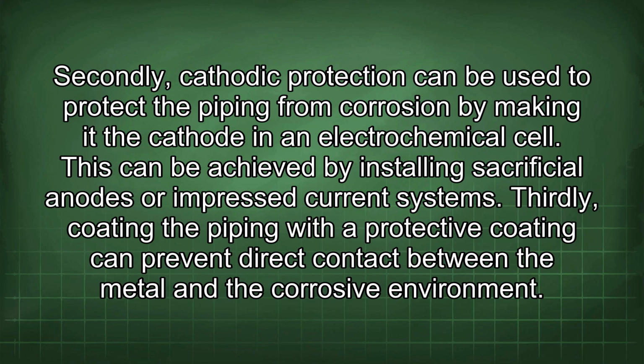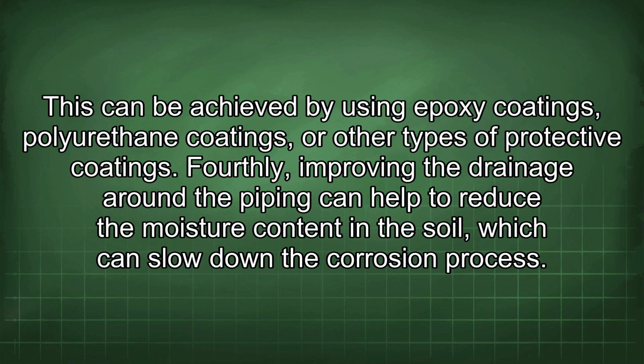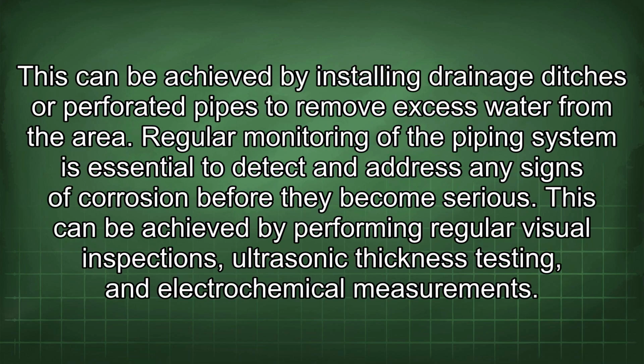Thirdly, coating the piping with a protective coating can prevent direct contact between the metal and the corrosive environment. This can be achieved by using epoxy coatings, polyurethane coatings, or other types of protective coatings. Fourthly, improving the drainage around the piping can help to reduce the moisture content in the soil, which can slow down the corrosion process. This can be achieved by installing drainage ditches or perforated pipes to remove excess water from the area.